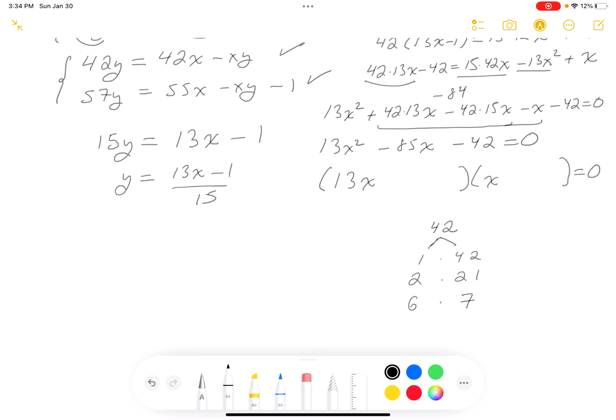Now, 13 times 7 would be 70 and 21. Yeah, let's try it. 7 here and a 6 here. All right, so 13x times x, 13x squared. Let's see, then you can get 6 times 7 in the end would be 42. I'll get the signs later. I'm going to put a minus here and a plus there. And let's see if this works out.